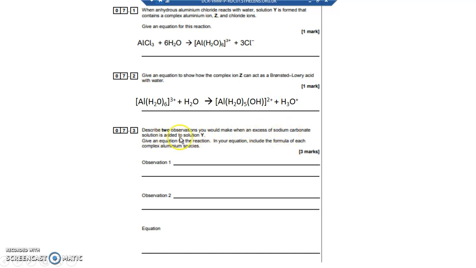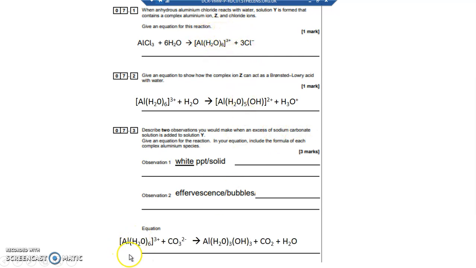Excess sodium carbonate solution added to Y. So what happens is the Al(H2O)6 reacts with the sodium carbonate. We know this is acidic, it's a Bronsted-Lowry acid, it releases H+. And what does sodium carbonate do with acids? Well, it releases carbon dioxide, and it's going to make a white solid. What actually happens is 3 of the waters now turn into OHs, so you end up with Al(H2O)3(OH)3. This has no charge, and because it's got no charge, it's a solid. So I get aluminium hydroxide as a white solid or a white precipitate. I get bubbles, that's my carbon dioxide because I've got sodium carbonate with acid. We know this is acid.